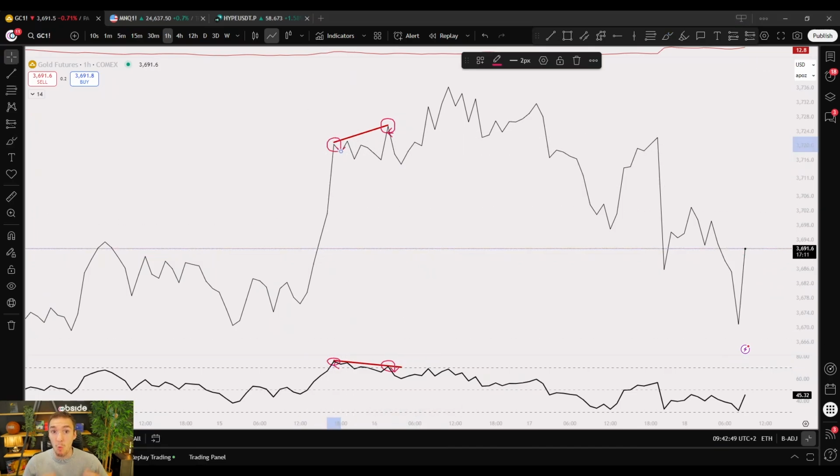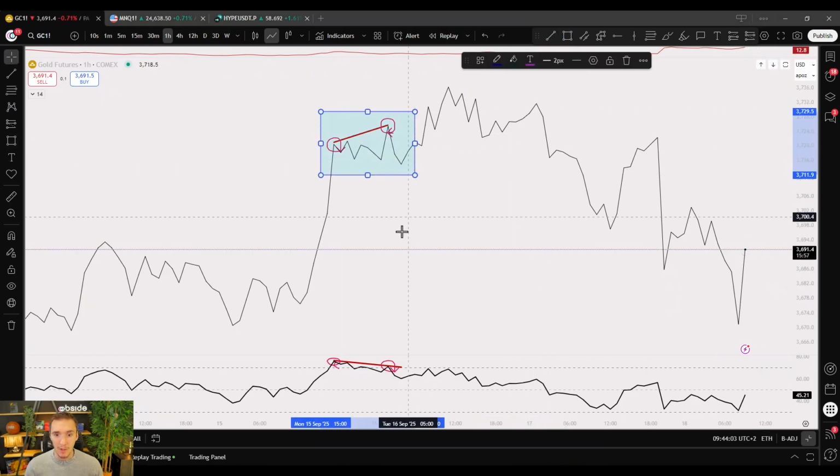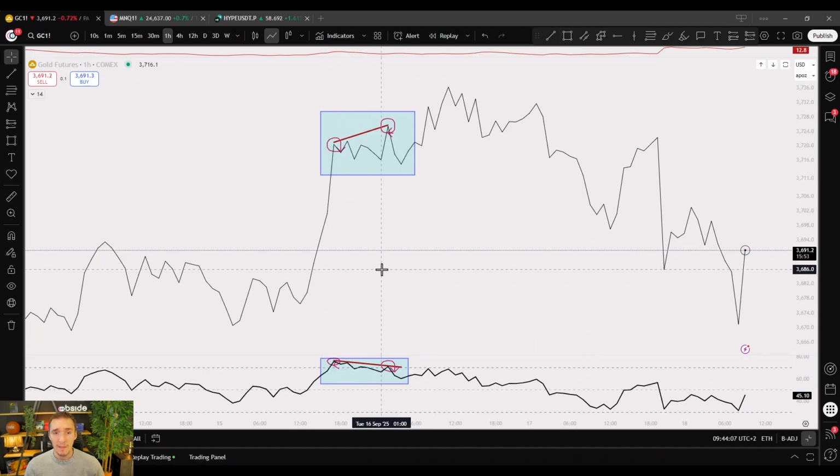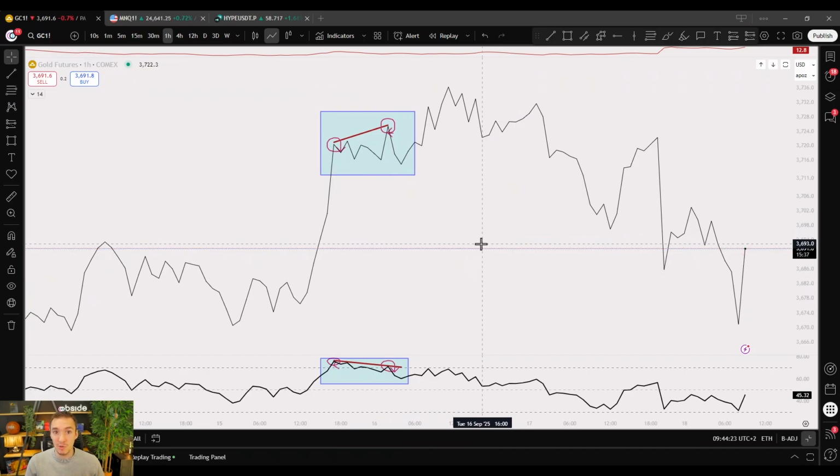And this sends a warning sign that potentially buyers are running out of breath and lacking momentum, and that maybe a reversal could come. The case that we have here, where price prints a higher high, but at the same time the RSI prints a lower high, this is what we call a bearish divergence. Bearish because since the buyers are suddenly showing signs of fading strength, this could lead to a bearish reversal.